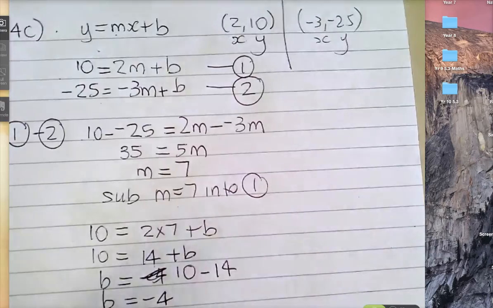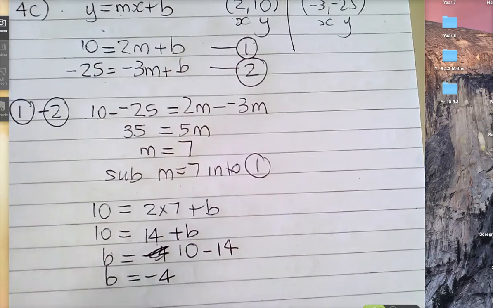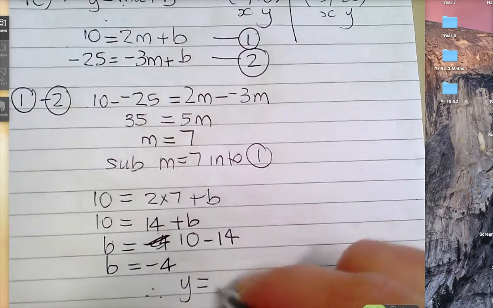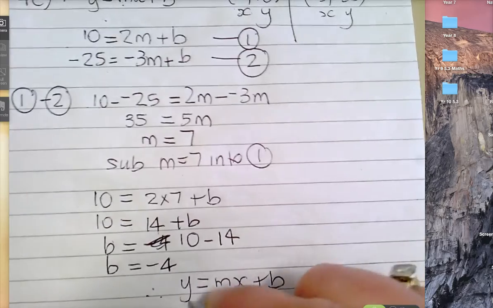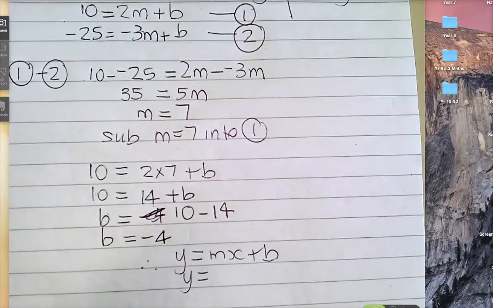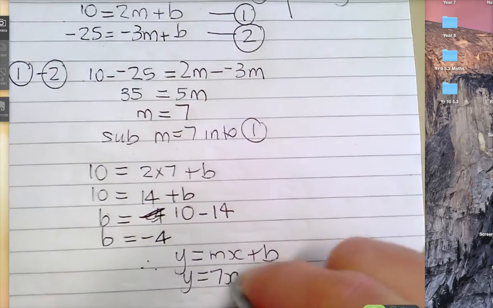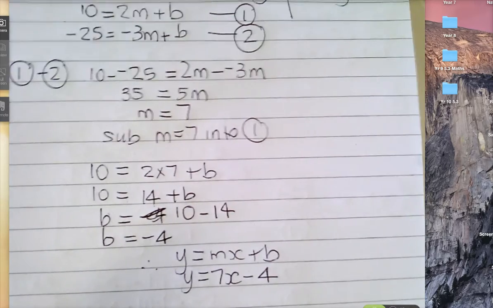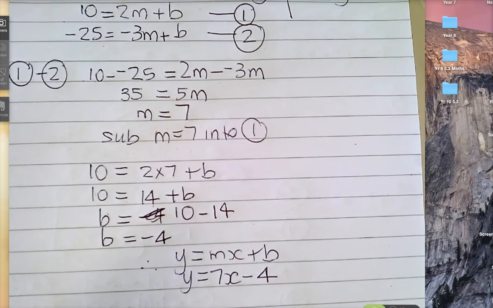B is negative 4. Now, it doesn't matter that I wrote the B over here. So there you go. Therefore, the original equation is Y equals MX plus B, which is Y equals 7X minus 4. Next. All right.